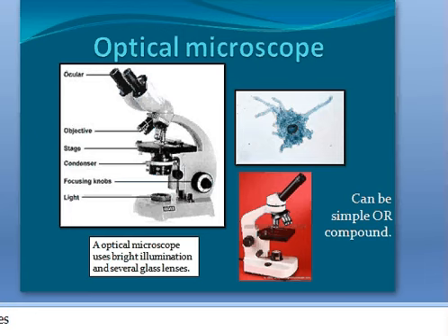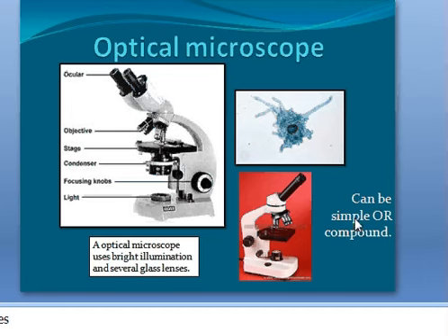So we want to know what an optical microscope is, and that's a microscope that uses bright light illumination and multiple lenses to actually magnify whatever you're looking at. Now, an optical microscope deals with light and lenses. It can either be simple or it can be compound. Probably today, if you've used a microscope, you've used a compound one, which has the light source built right in.